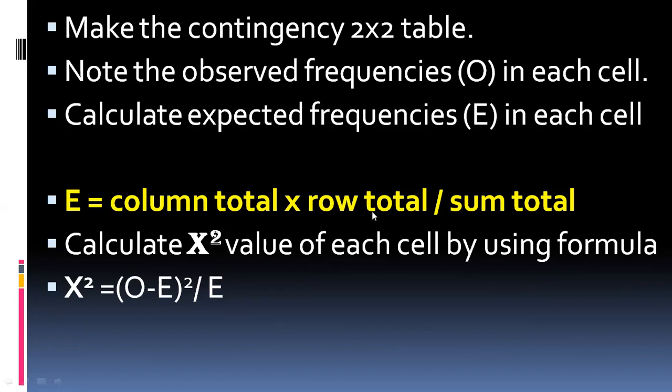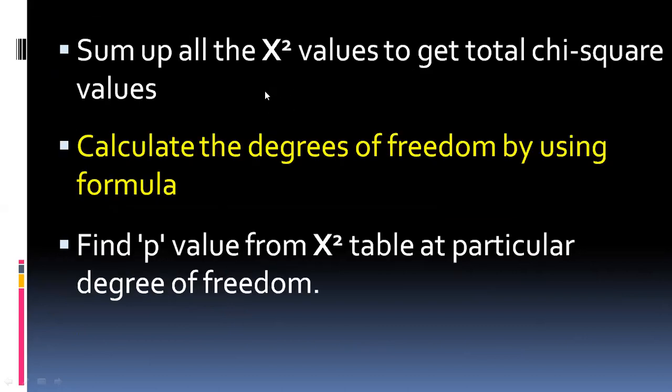For calculation of expected value, in general, the formula used is column total into row total divided by sum total. So suppose you are taking vaccine A attacked, so that column total you have to take, that row total you have to take, multiply and divide by sum total, means total of all the 4 values. Then we calculate the chi-square value of each cell by using the formula. The chi-square formula remains the same, observed minus expected square divided by the expected. Then we sum up all the chi-square values and get the overall chi-square value, and then calculate the degree of freedom, which I already told you.